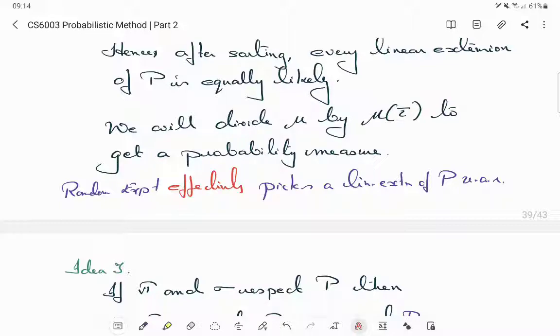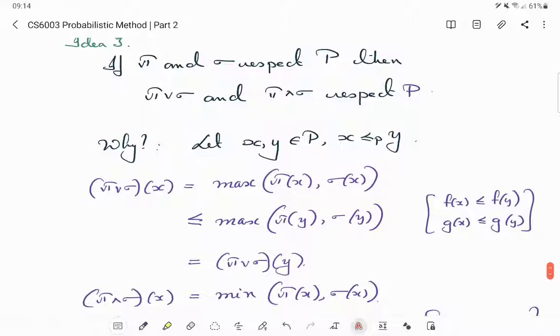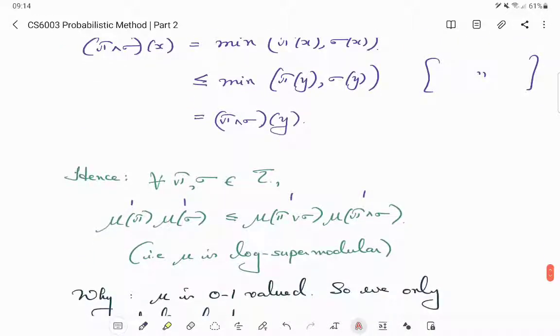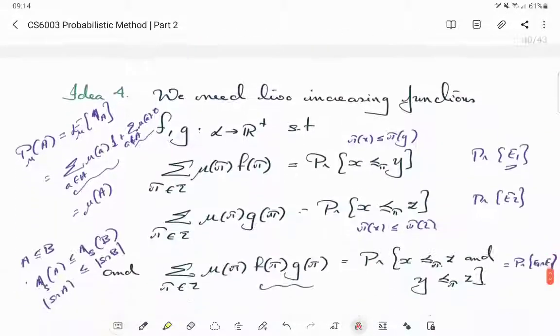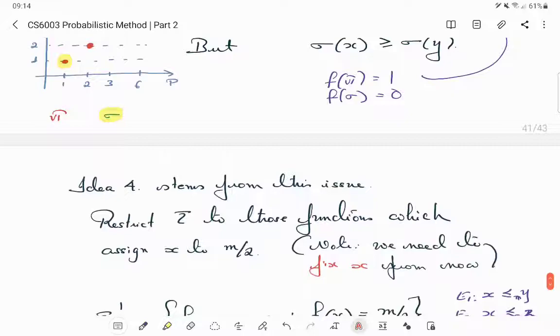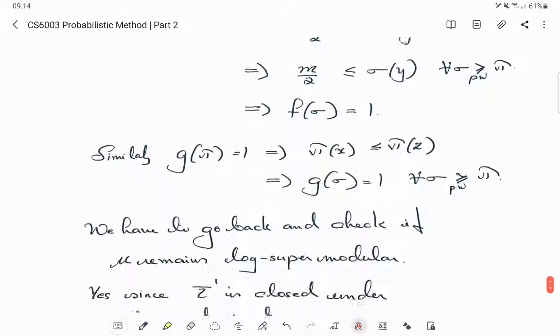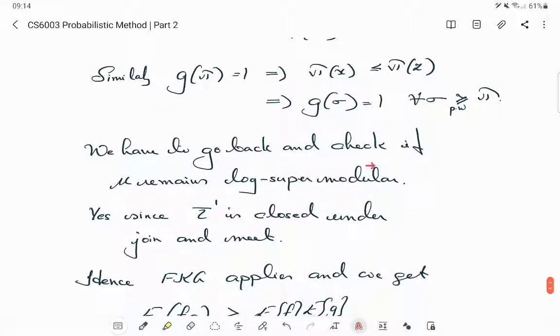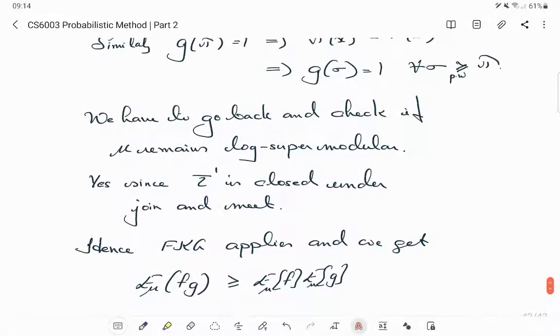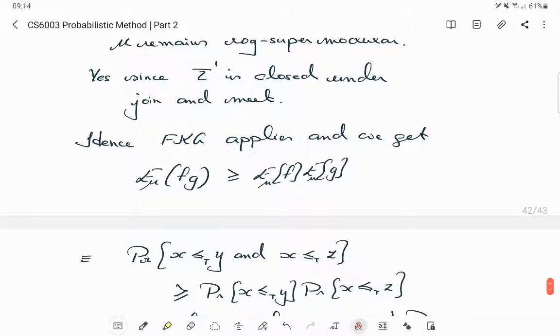So it is a lattice, because the min and max, if you take at the value of x, it would still remain m by 2, and hence the result is also a function in tau prime. And similarly, mu will remain log supermodular, but anyway it was log supermodular in the larger set, so it will remain log supermodular here also. Maybe, but it's a good time to go back and see that all of this is satisfied. Okay, so yeah, we have to go back and check if everything is okay, and hence we are ready to apply the FKG inequality, E mu of fg greater than or equal to the product of the expectations.